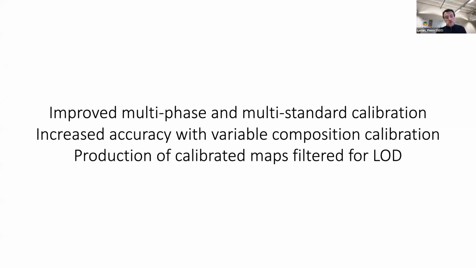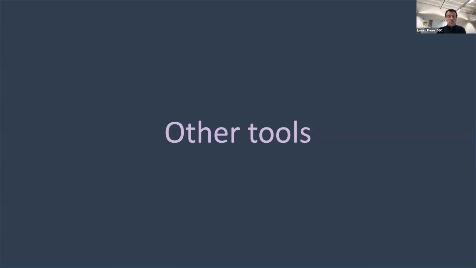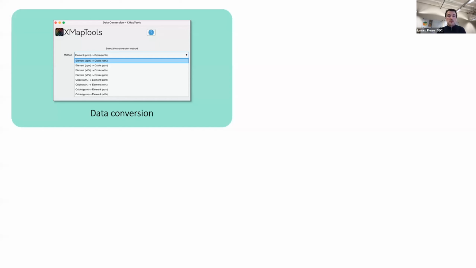And also, Thorsten showed you that you have this production of calibrated maps that can be filtered for the limit of detection. So we are nearly done, but the last part that we want to tell you is that if you have your data in XMapTools, you can also use all the other tools that are available in the software. And for laser ICP-MS applications, you would be interested to use, for example, the data conversion that allows you to convert in one click from element microgram per gram to oxide weight % or element weight %, back and forth.